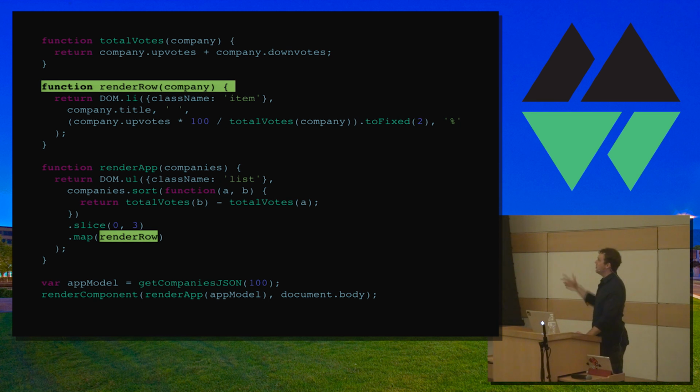And at this point, we can actually unit test these components separately. So if we want to do more of an integration style test, we test render app. But if we want to test just how the rows render, we can test that specifically.